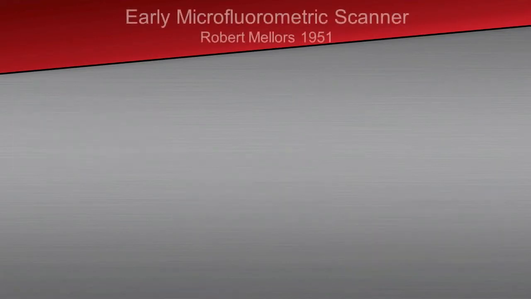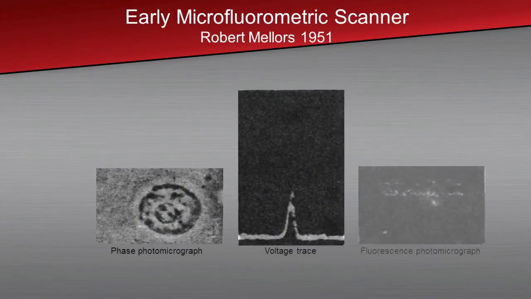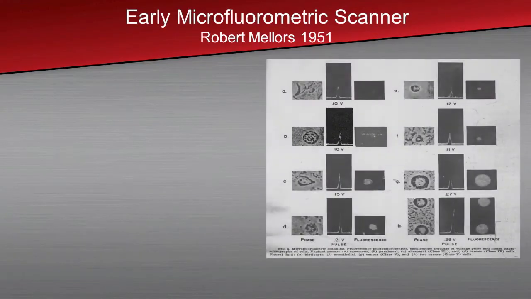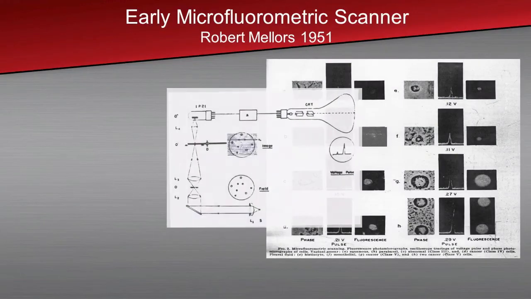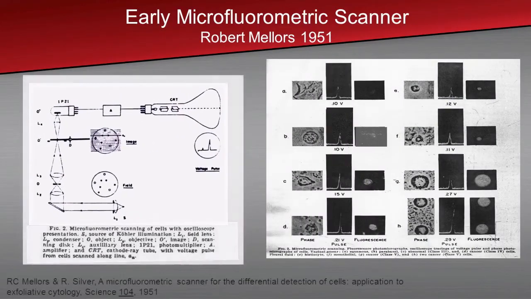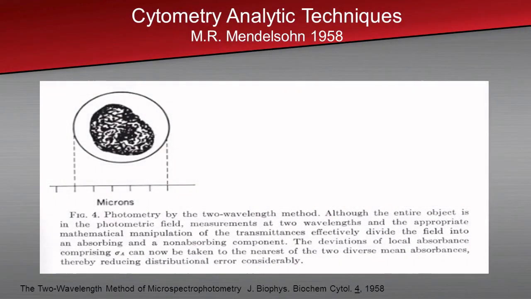Robert Mellors, working at Cornell Medical College in New York City, has been overlooked as one of the early cytometry pioneers. In 1950, he scanned cells in the ultraviolet with a reflecting objective lens to measure extinction, and scanned cells with a cathode ray tube flying spot scanner, shown in this slide of his 1951 Science paper, to quantify the fluorescence of cells. Cytometry quantification was done either using an image scanner or manually with a microscope.